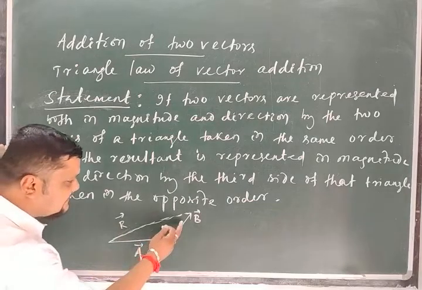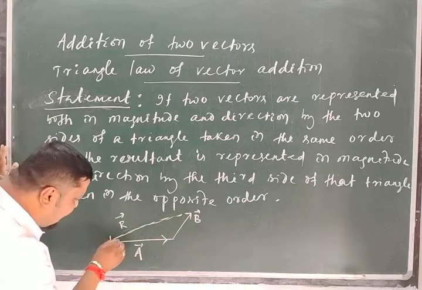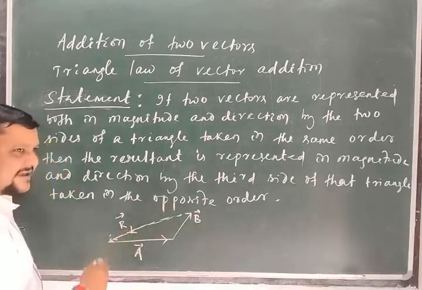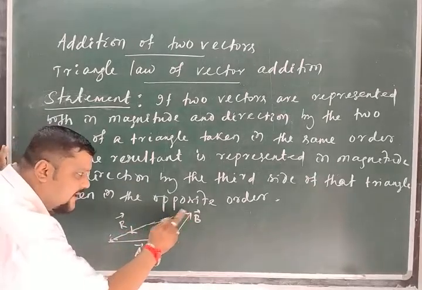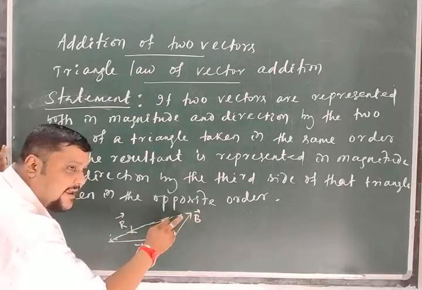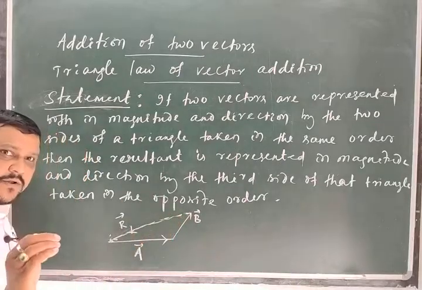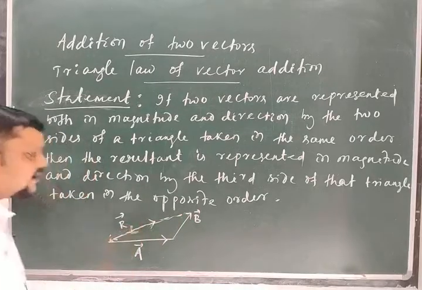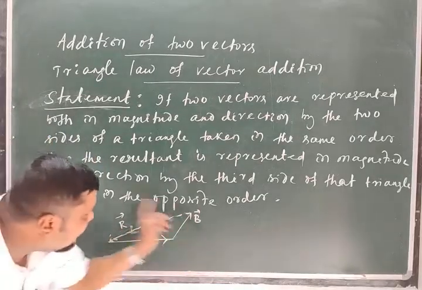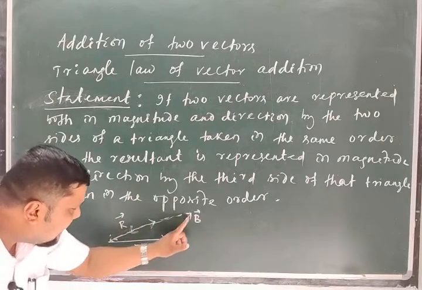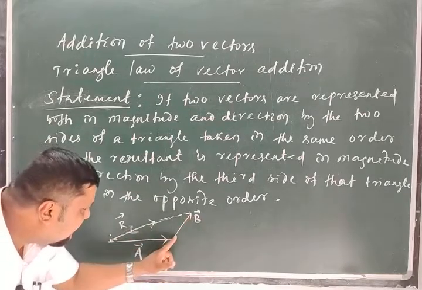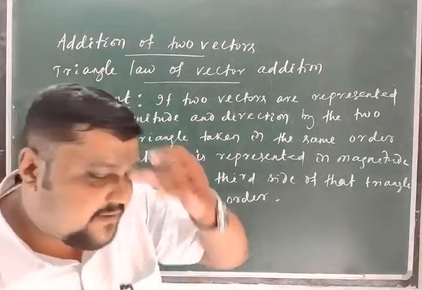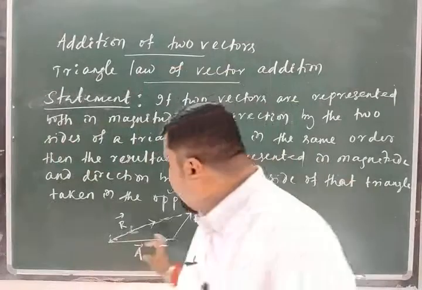What does opposite mean? If R is shown with an arrow at this part, then it is the head of B and the tail of R. Head and tail coincide, so they are in the same order. Opposite means we should take R like this. This is called opposite order, meaning the order breaks. Head of A, tail of B. Here head of B and head of R coincide, head and head. That is called the opposite order.